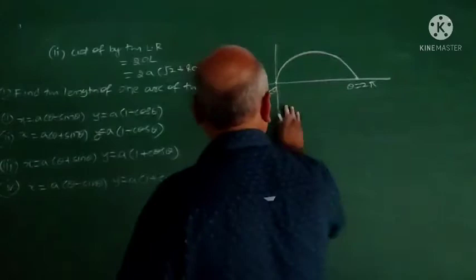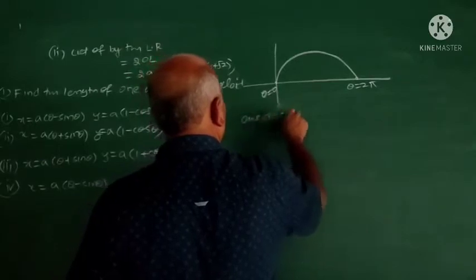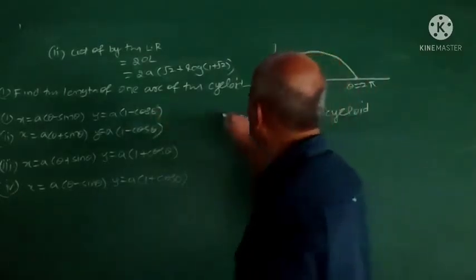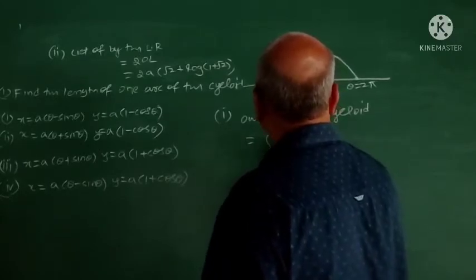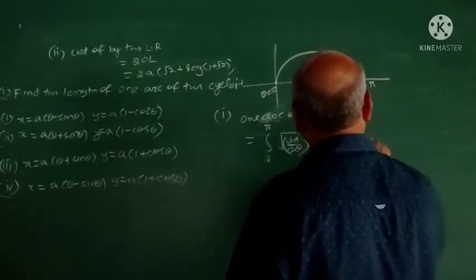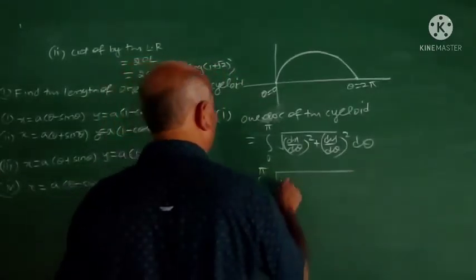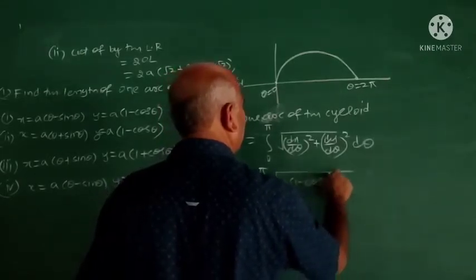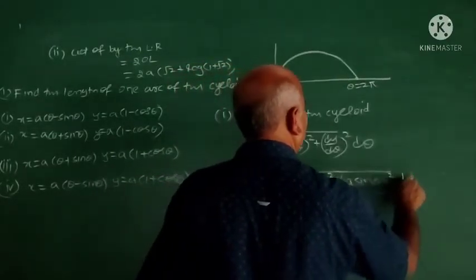Now, how to apply the formula? What is the formula? The length of one arc of the cycloid, this cycloid, the first one, is the integral from 0 to pi of the square root of (dx by d theta) whole square plus (dy by d theta) whole square, with respect to theta, because theta is the parameter. What is dx by d theta? It is a into (1 minus cos theta), whole square, plus dy by d theta, a sin theta, whole square, with respect to theta.